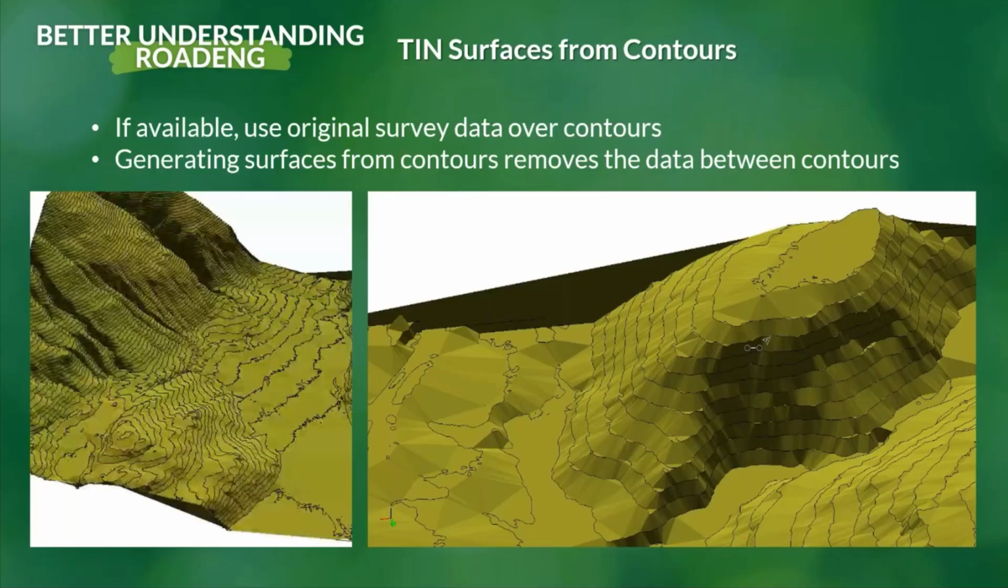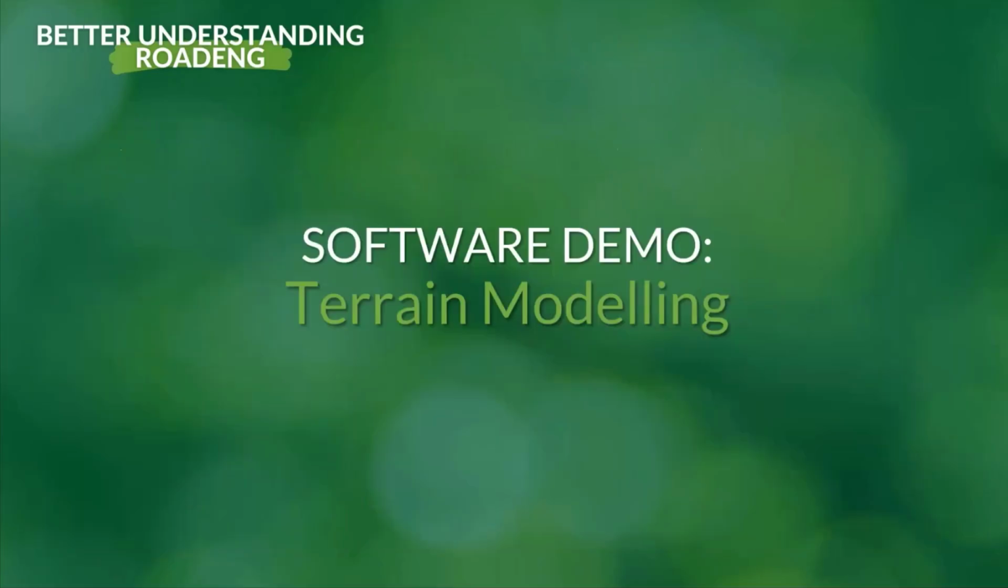So as you have contours with higher gaps between them, or larger distances, I should say, you're going to lose more and more data. So whenever possible, if you have the ability to access it, getting that original data that was used to generate the contours is highly recommended. Okay, that's my quick public service announcement. I am going to pass it now over to Matt.